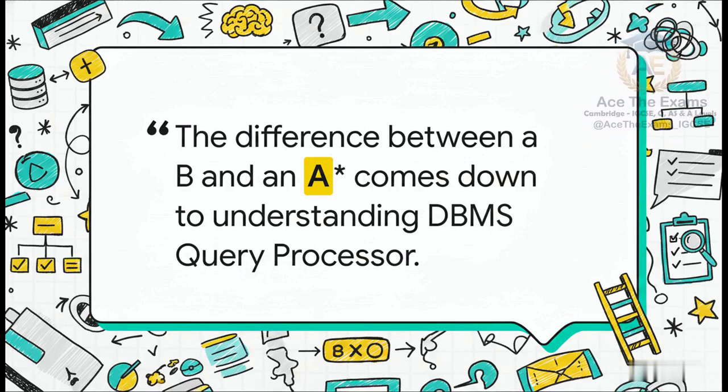Why? Because it tests everything all at once. It tests your deep theoretical knowledge, your algorithmic thinking, your logic, and your ability to evaluate complex multi-step systems. It is literally the ultimate proving ground for a computer science student. If you can master the query processor, you prove to the examiner that you don't just know how to code, but you understand how the machine actually thinks and processes data under the hood.